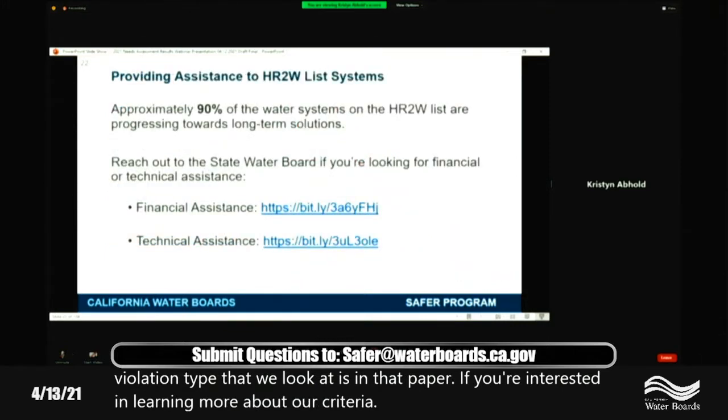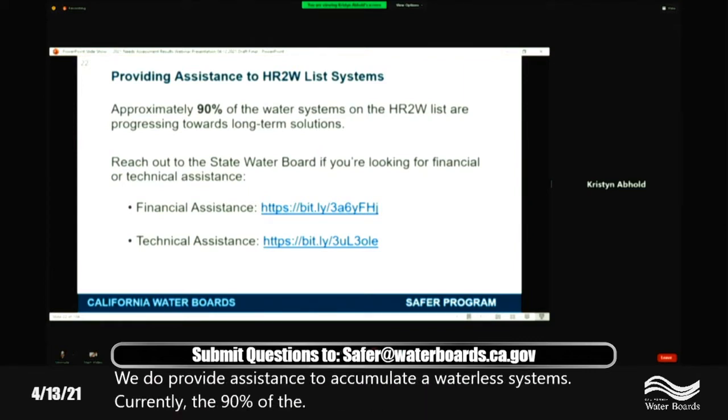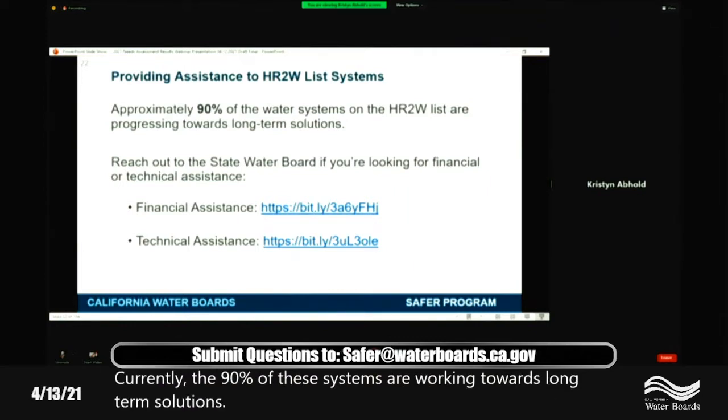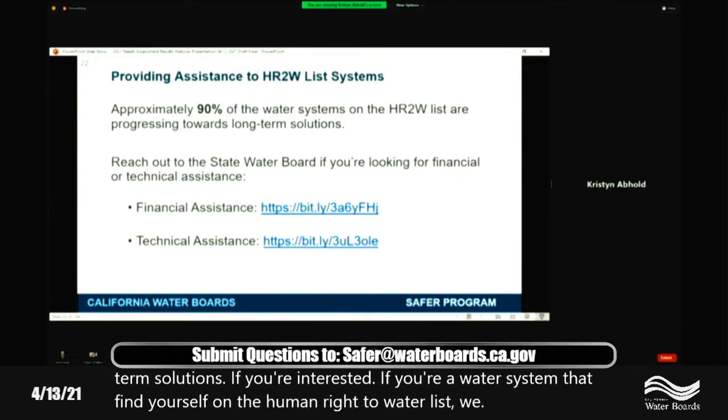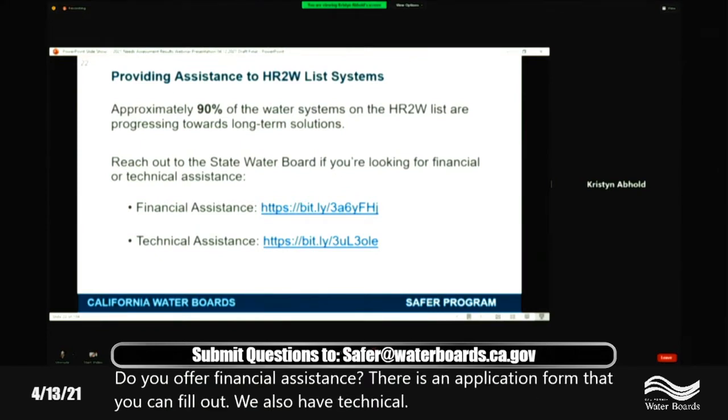We do provide assistance to our human right to water list systems. Currently, 90% of these systems are working towards long-term solutions. If you're a water system that finds yourself on the human right to water list, we do offer financial assistance. There is an application form that you can fill out. We also have technical assistance available and wanted to provide those links here.